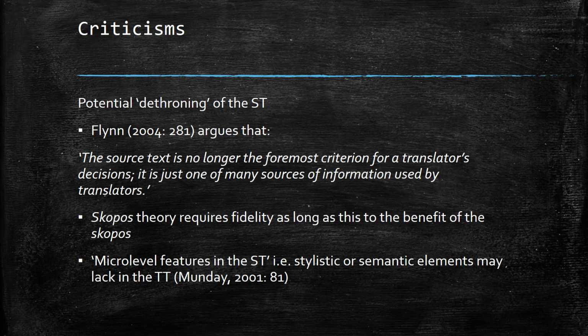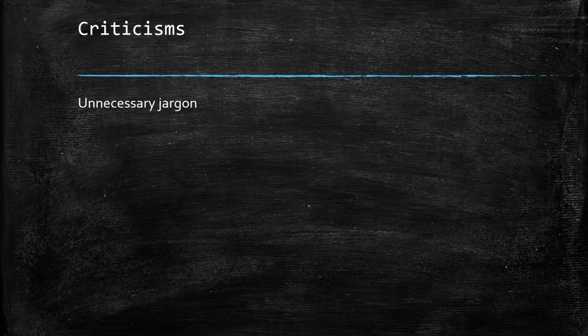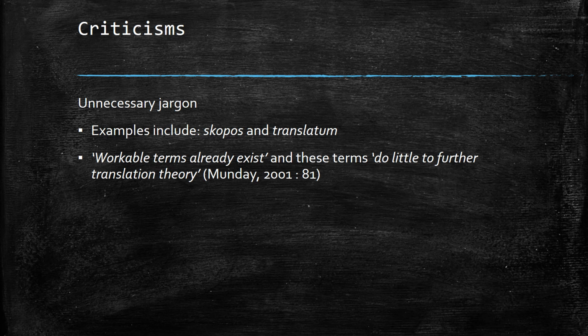Mundy brings up the matter of micro-level features in the target texts, i.e. stylistic and semantic elements may be lost in the target text from the source text, as these don't necessarily have to be translated. It also brings up the matter of unnecessary jargon, using the example of skopos and translatum, and he says that workable terms already exist and these terms do little to further translation theory, so it is questionable whether these terms are necessary.